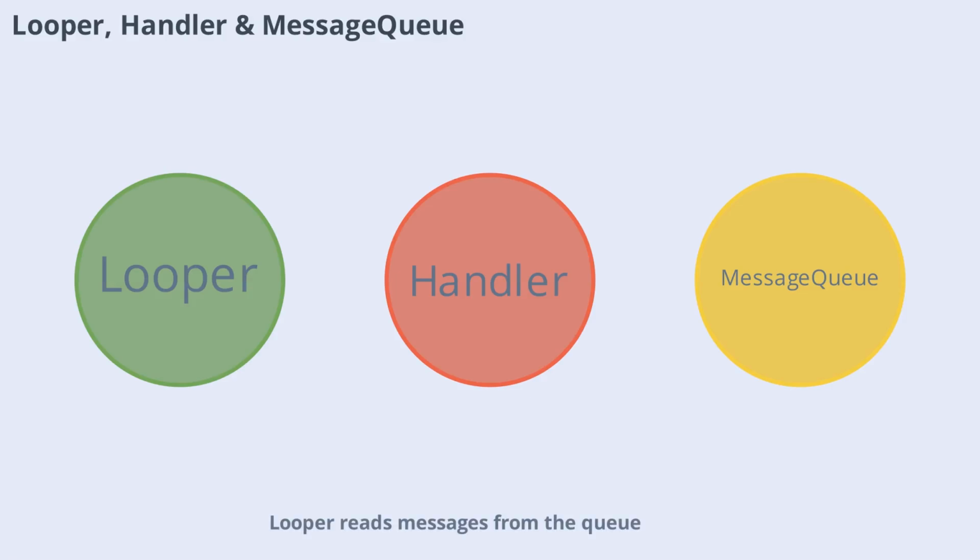Looper reads messages from the queue, while Handler sends and receives messages tied to a Looper. This mechanism is fundamental for managing threads and asynchronous tasks in Android. Understanding these components is key for efficient background processing.